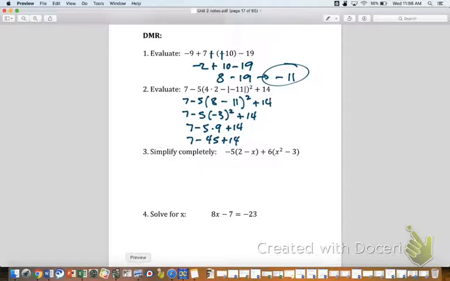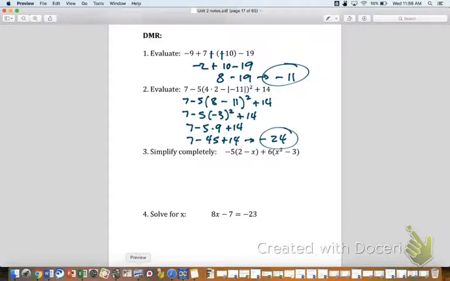7 minus 45 is negative 38. Plus 14? Negative 24. There's your final value, negative 24. Got it. Okay, so take a look at what you have for numbers 1 and 2. Take a look at what I have. We agree? I hope we do. Any questions?